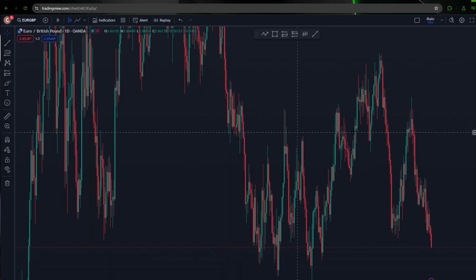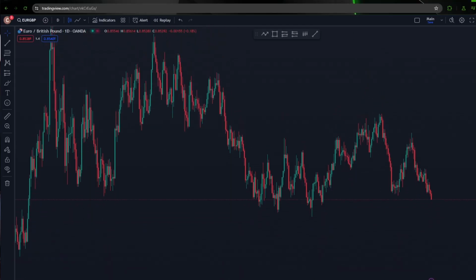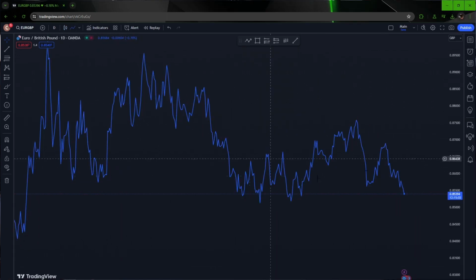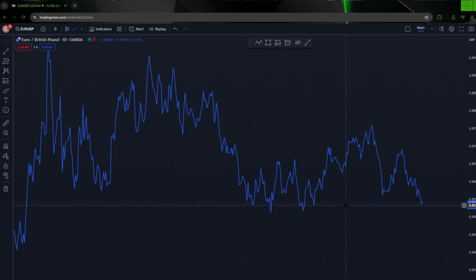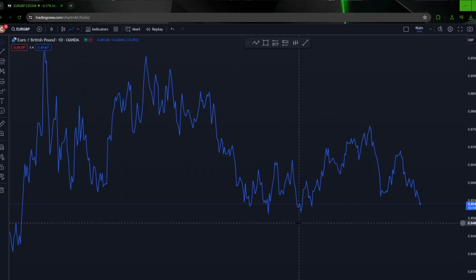Now once we're on the day chart, let's just smooth this out a bit so we can see what we're doing. Let's move it to a line chart. Now we've got a line chart. This is the Euro Great British Pound. No worries. Now on this line chart, we can clearly see you need 3 points. Now remember, resistance is at the top, support is at the bottom.